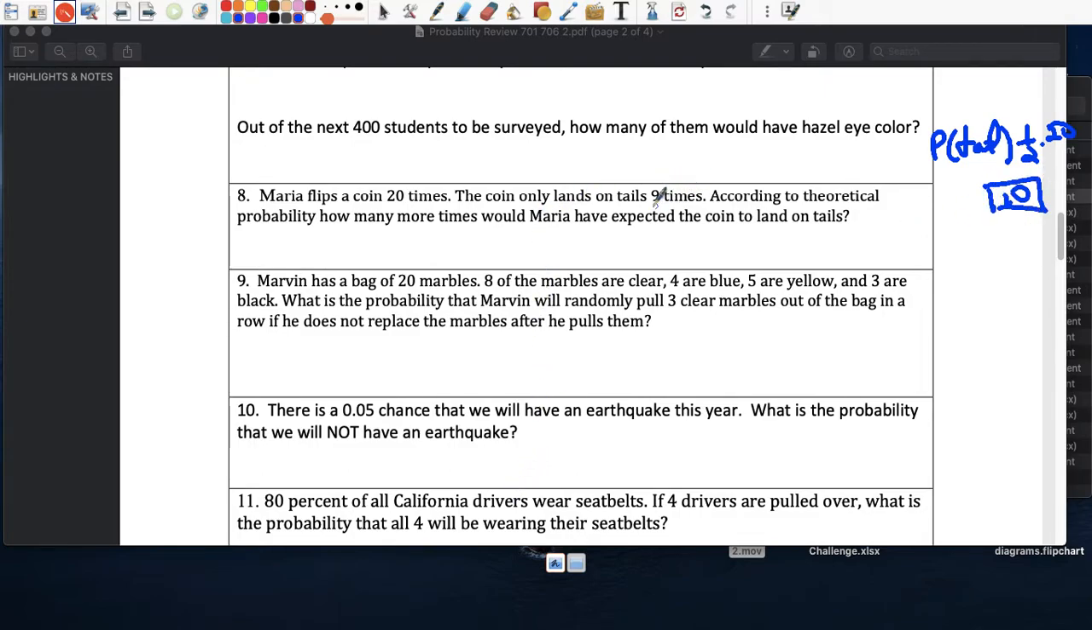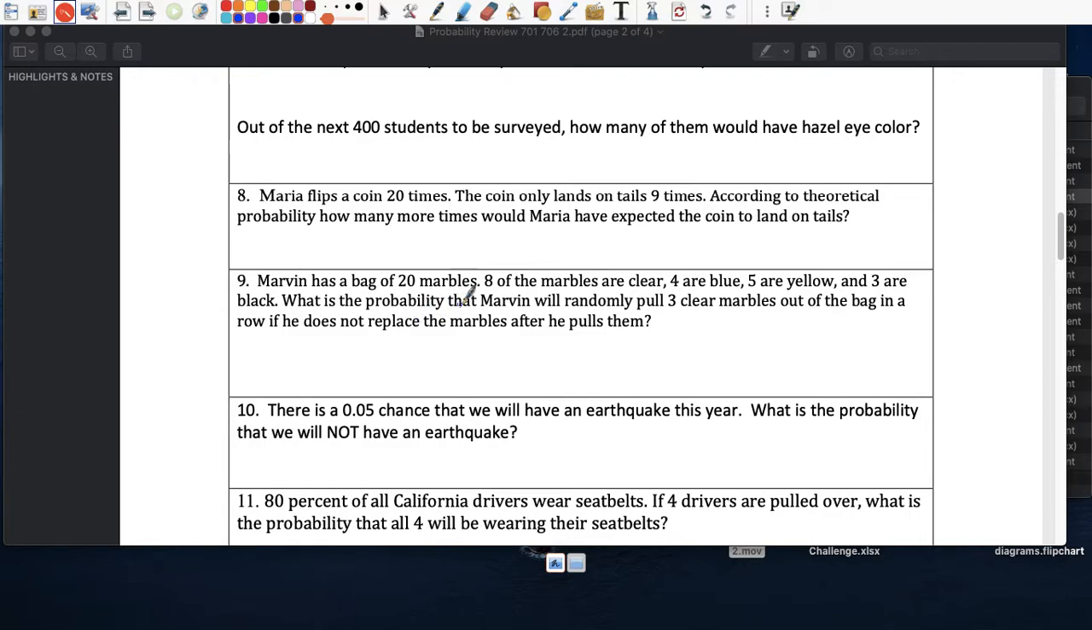Is that what happened? No. 9 times happened. So again, we can use that information to answer the question. She expected 10 to land on tails, and she got 9.